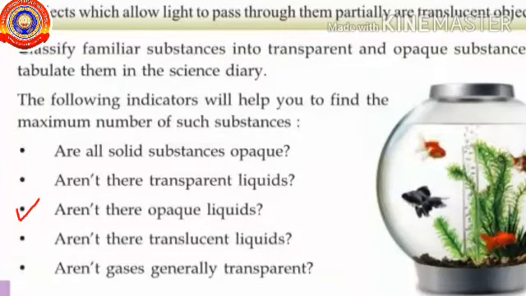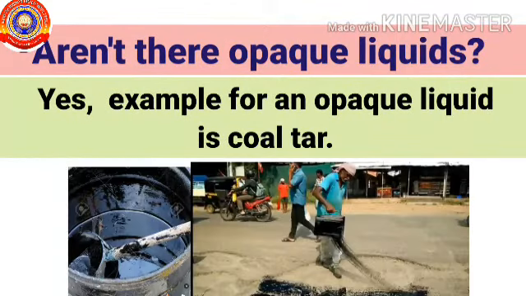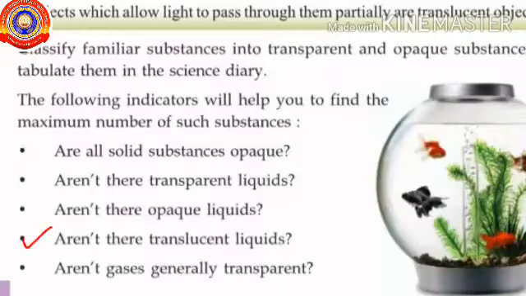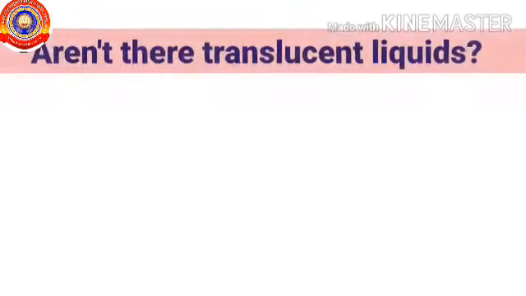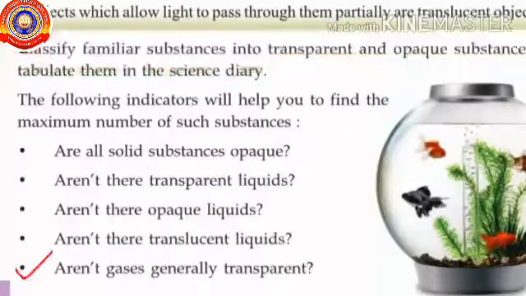Next question is, aren't there opaque liquids? Yes. Example for an opaque liquid is coal tar. You may have seen the use of coal tar during road tarring, haven't you? Next question is, aren't there translucent liquids? Yes, of course. Example for translucent liquid is honey.